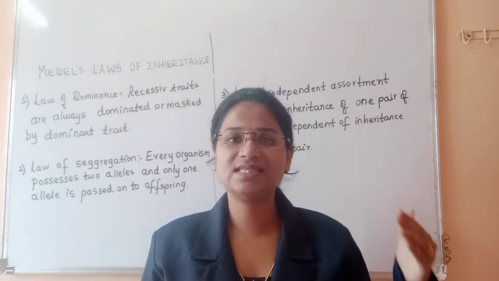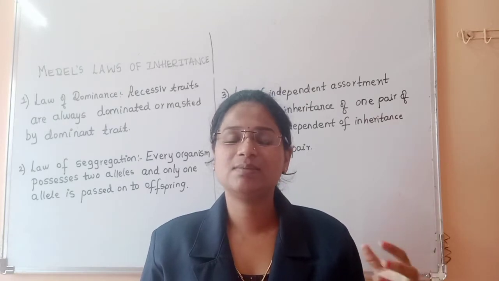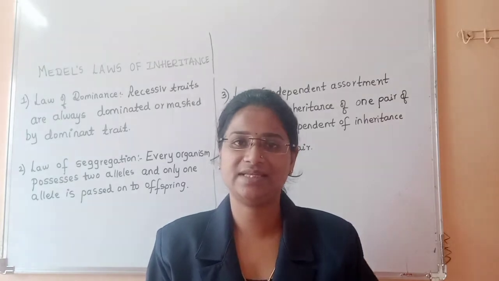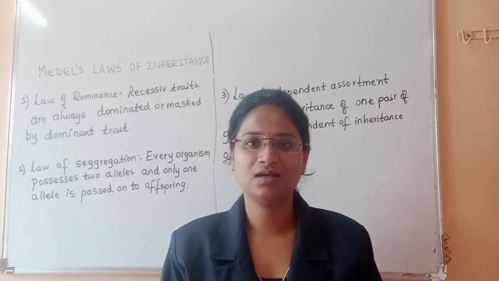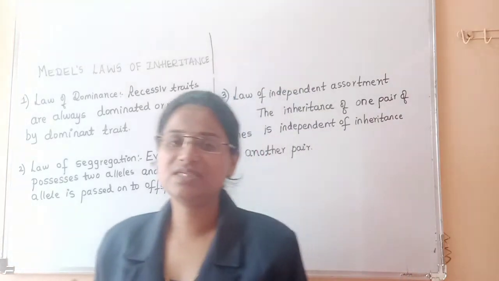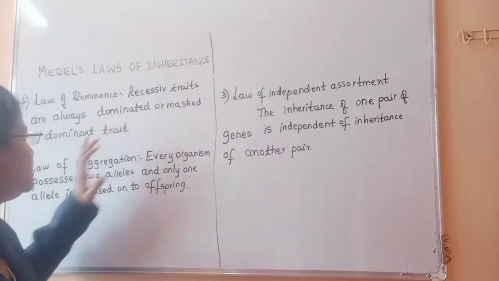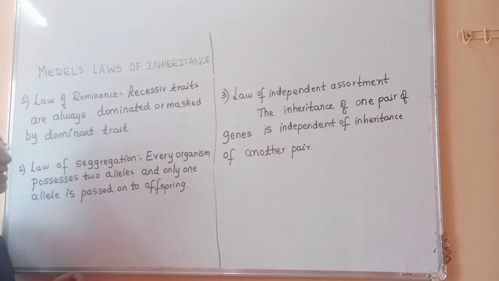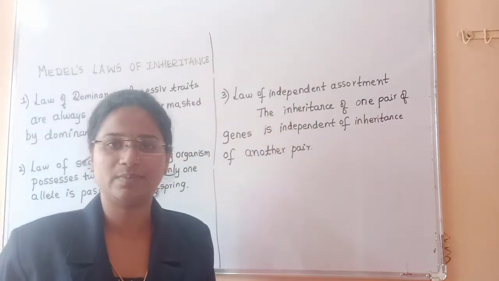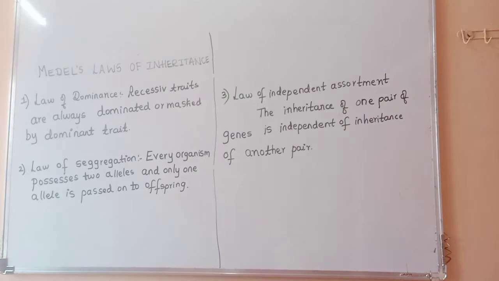As we can see in the previous question papers, some questions have been asked regarding these laws. That's why I am explaining these laws for you. So based on his experiment, he designed three laws. The first law is law of dominance. The second is law of segregation. The third one is law of independent assortment. So let us see one by one.